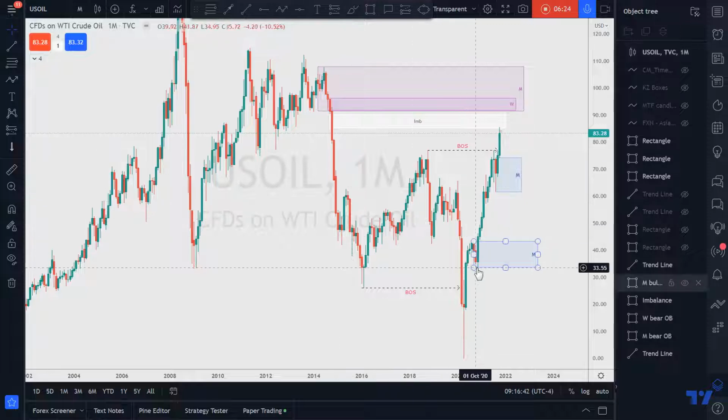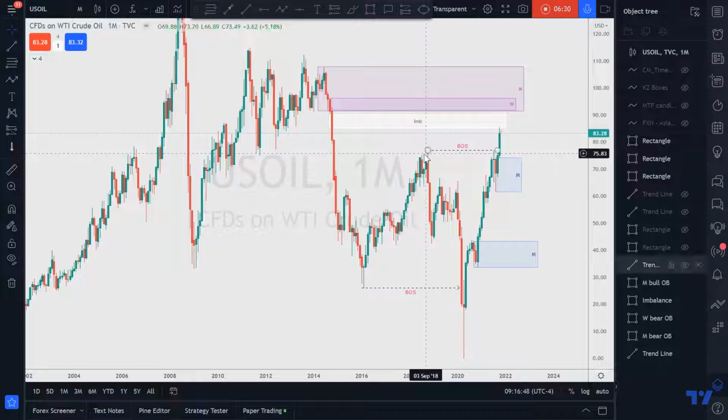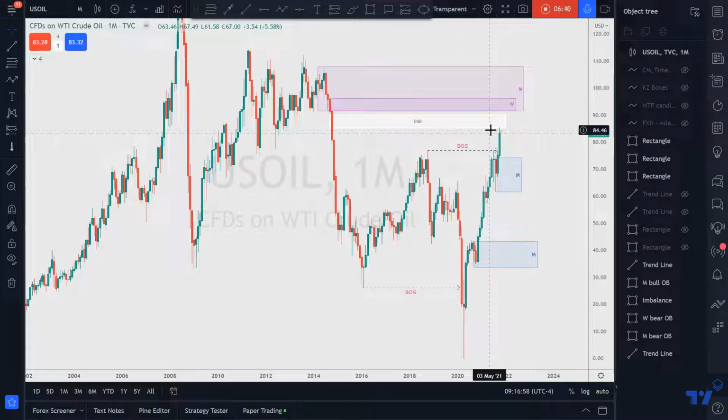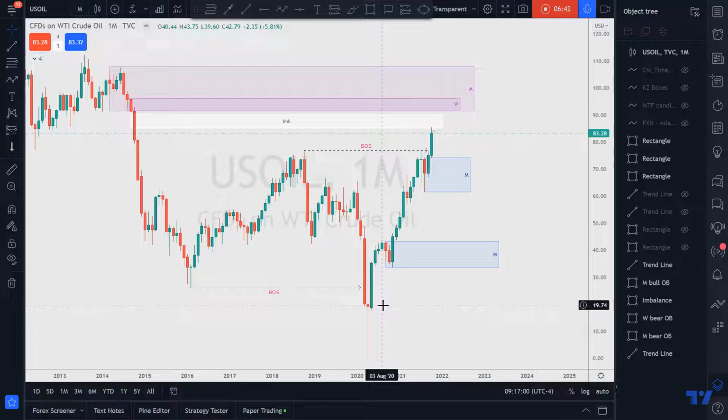It works the same way on the flip side, where it's bullish. We broke this major structural point, and we're looking for price to eventually come back to the order block that originated this impulse. Okay, that is the big picture.